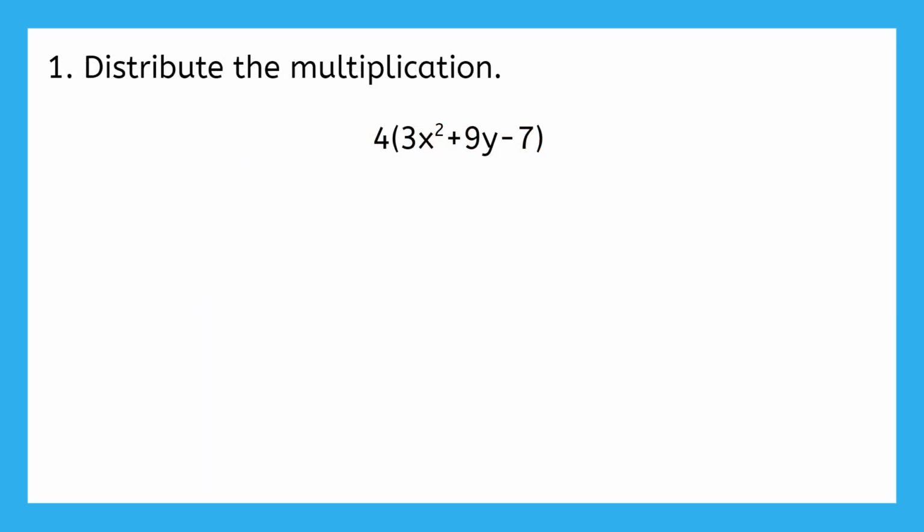This problem says to distribute the multiplication in 4 times the quantity of 3x squared plus 9y minus 7. There are 3 terms inside this grouping, so when we distribute that 4, we have to make sure that it goes to all 3. Just like if our 4 was pizza, we don't want anyone left out. So pause the video now and give this one a try on your own.